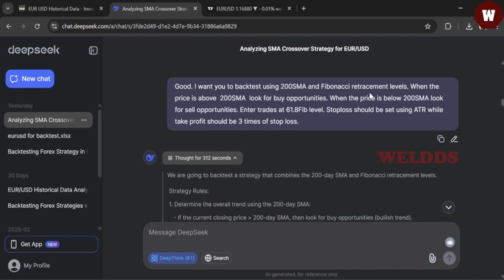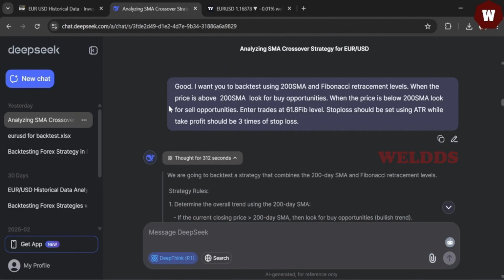So this was the prompt I wrote, and you can just write that prompt. If I take this one step at a time, it will be wasting my time. So you can write the prompt: good, I want you to backtest using 200 simple moving average and Fibonacci retracement levels. Here you can type in your strategy. Make sure that you are very specific and straight to the point.